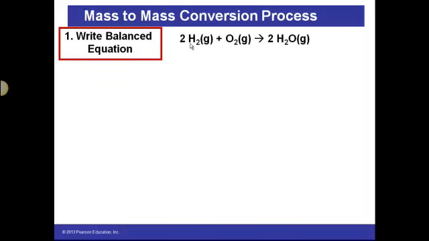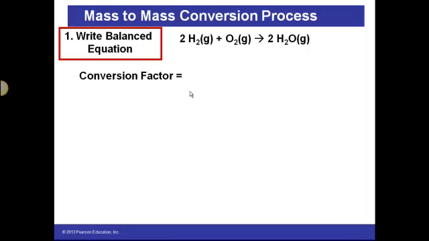Here we've got an equation for making water from hydrogen gas and oxygen gas. We can see that this equation is balanced. We've got 2 moles of hydrogen gas combining with 1 mole of oxygen gas to make 2 moles of water. And you can see all the phases in here: each of these substances is in the gaseous phase.